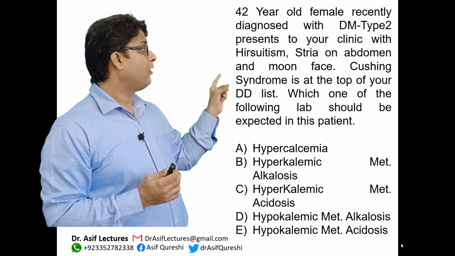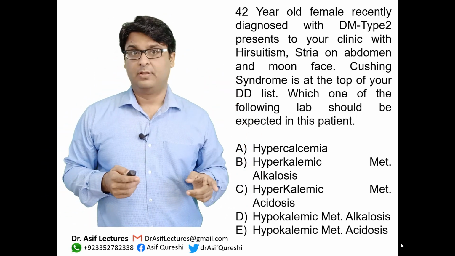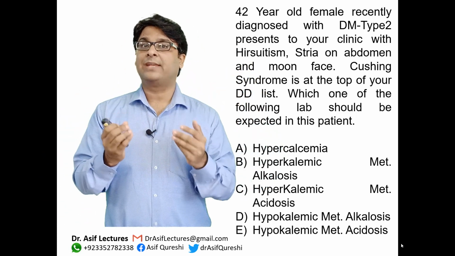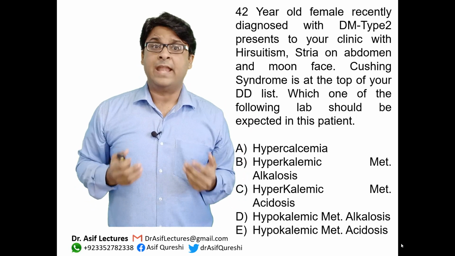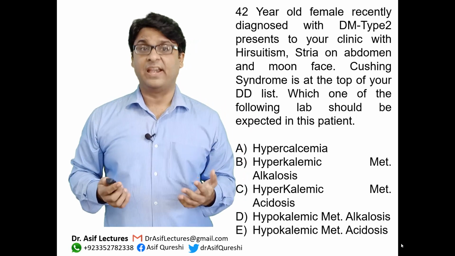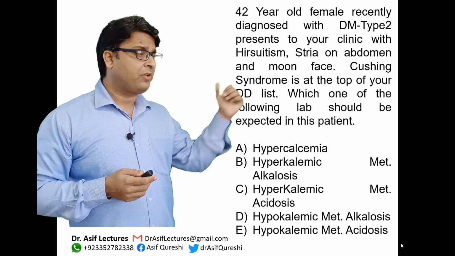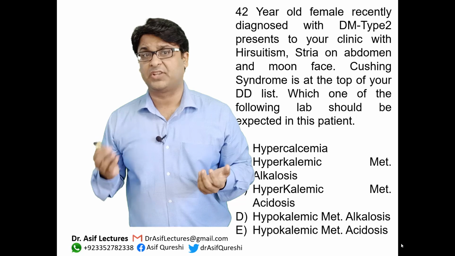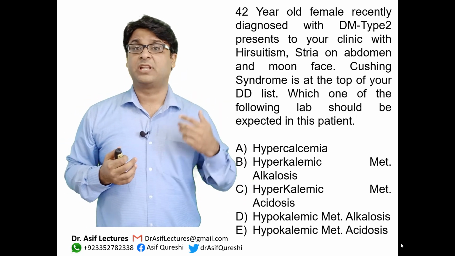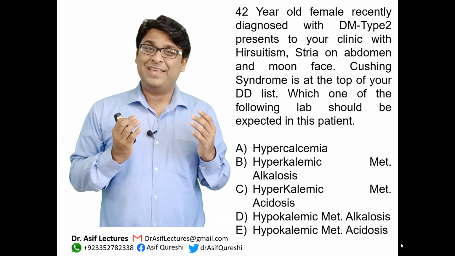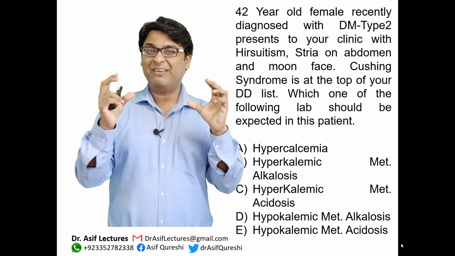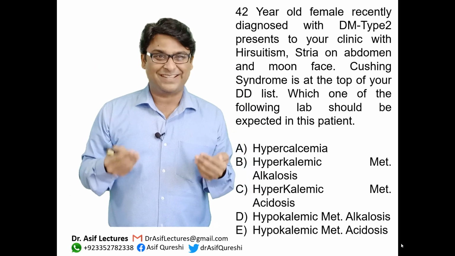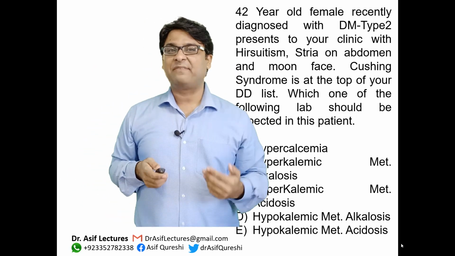Let's see. Which one of the following labs should be expected in this patient? So they are telling you some presenting complaints and they are themselves telling you that the diagnosis in your head is Cushing syndrome, and now they want you to know what the laboratory findings will be, okay? The options say hypercalcemia, hyperkalemic metabolic alkalosis, hyperkalemic metabolic acidosis, hypokalemic metabolic acidosis, and hypokalemic metabolic alkalosis. Now, the scenario looks very easy, Cushing syndrome, but the options look complicated to many students, okay? But I'll make life easy for you.